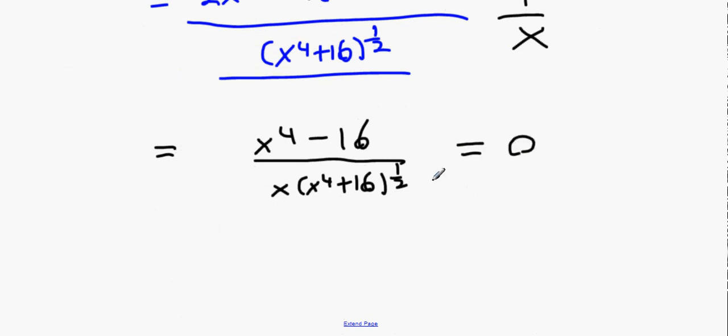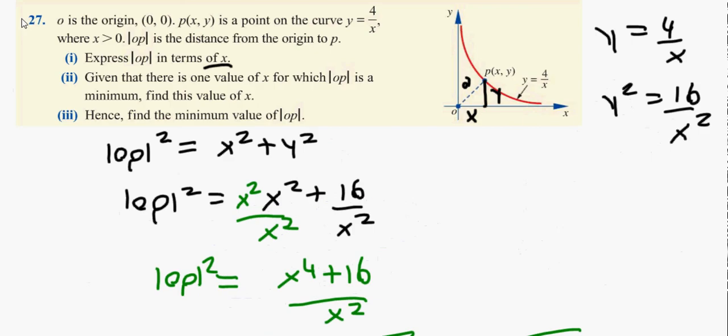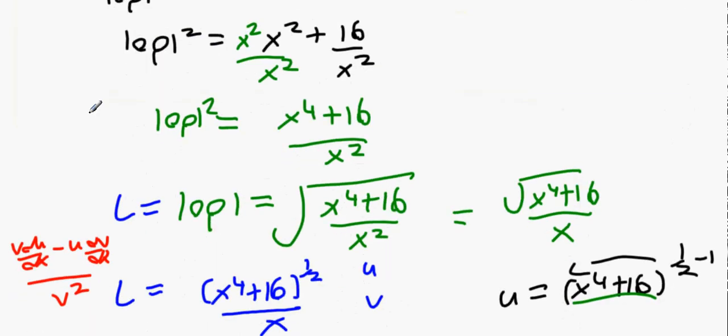When we cross multiply that all up, it disappears, so we're left with x^4 equals 16. X therefore must be equal to 2. We now know that x is equal to 2. It's the only answer, therefore it's the only turning point, and if the question says it's a minimum, it should be a minimum. Now we're going to find the length of OP.